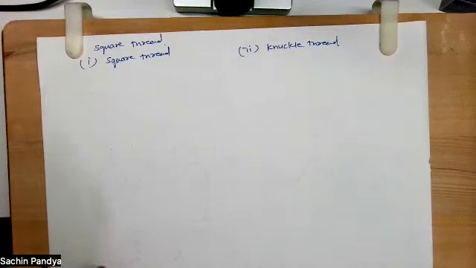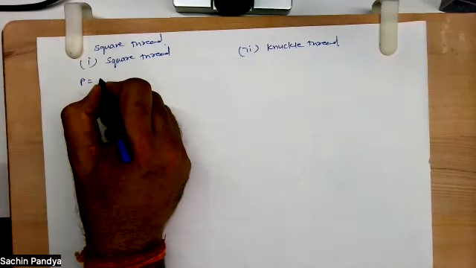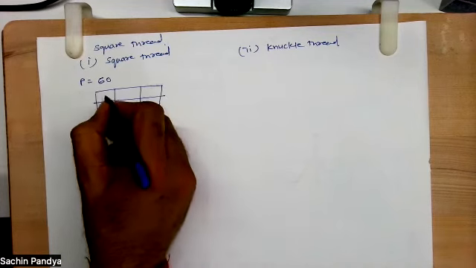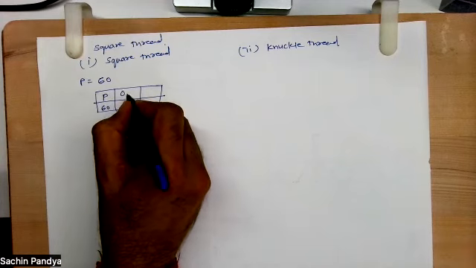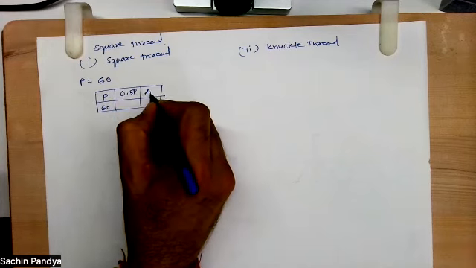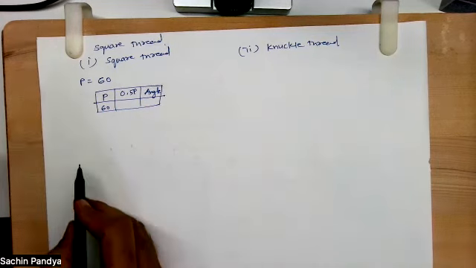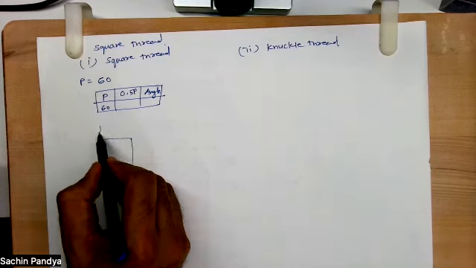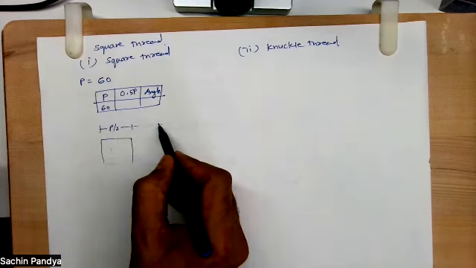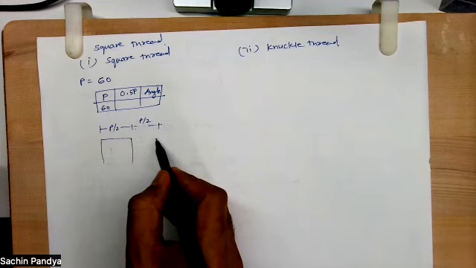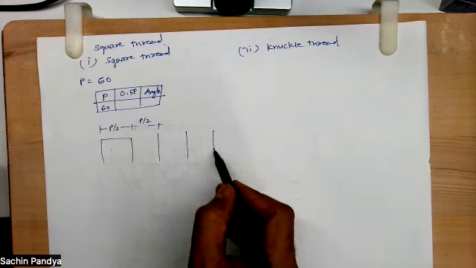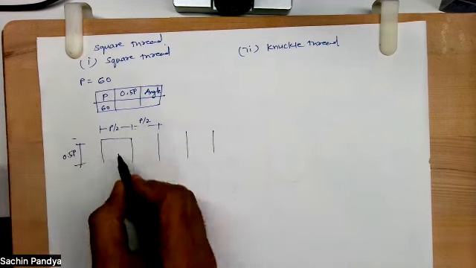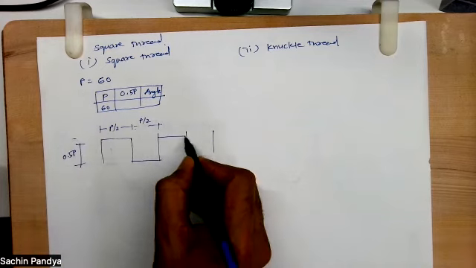So in square thread, what we will do, again, they'll give you the pitch. Let's say pitch is 60. So you'll draw a table, P 60, you'll have 0.5 P and you'll have the angle, right? So in this you draw, this is P by 2, P by 2. Again, you draw a line and this is also 0.5 pitch, right? And you draw like this.